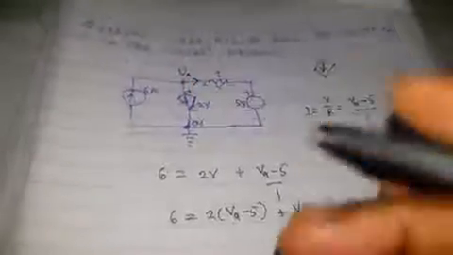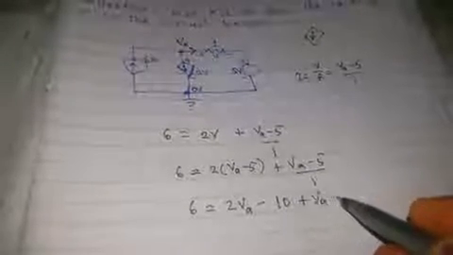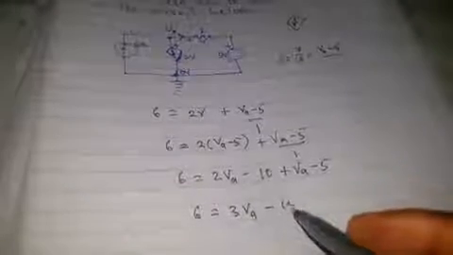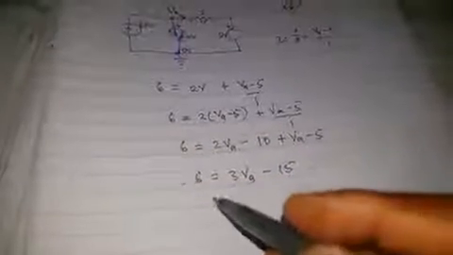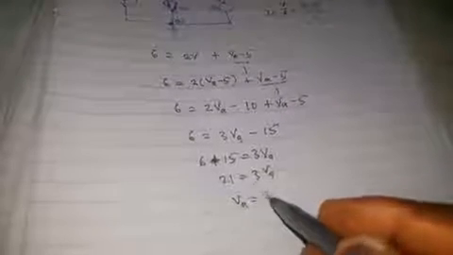Okay, so we can open the bracket here. We see that this will be 6 equal to 2 VA minus 2 times 5, which is 10, then plus VA minus 5. So we have 6 equal to 2 VA plus VA gives us 3 VA, minus 10 minus 5 is minus 15. So 6 plus 15 is equal to 3 VA. So 6 plus 15 here is 21, equal to 3 VA. So our VA is equal to 21 over 3, which is equal to 7. So that means 7 volts.